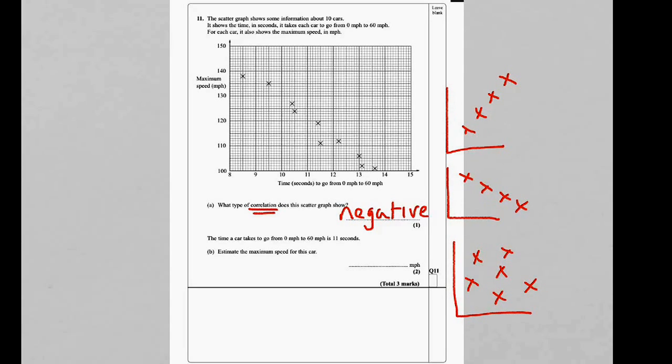Because it uses this in the question, I know that I'm either giving an answer of positive, negative, or no correlation. But I've been talking to my class about also maybe putting a sentence which puts this into context. So something along the lines of, as the time increases, the max speed decreases.